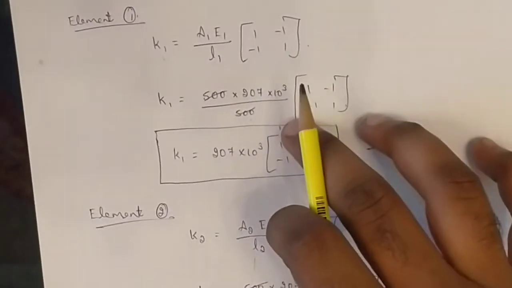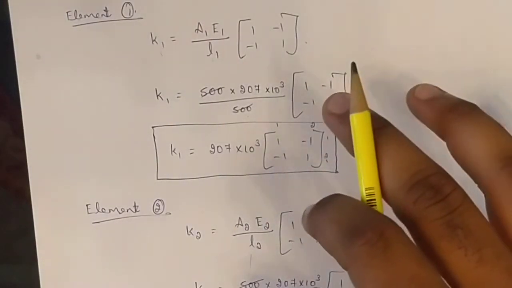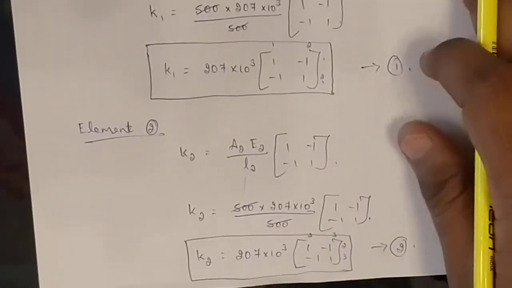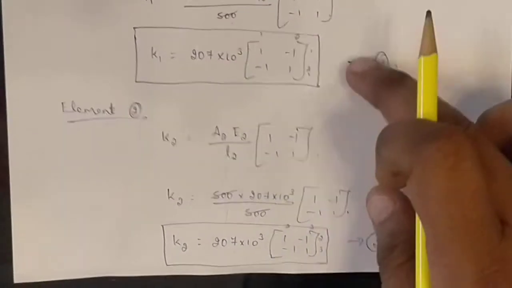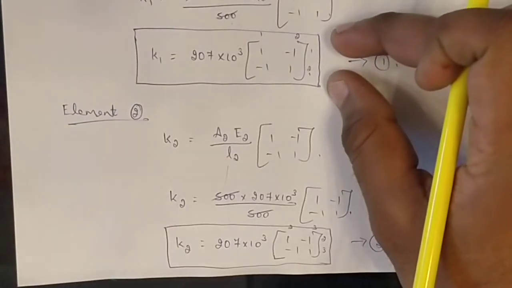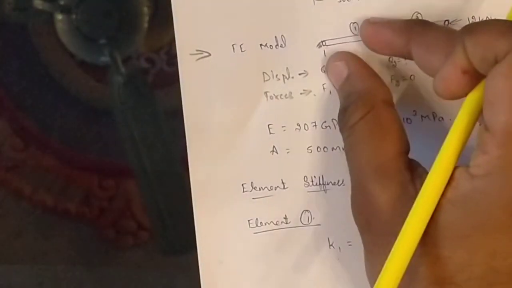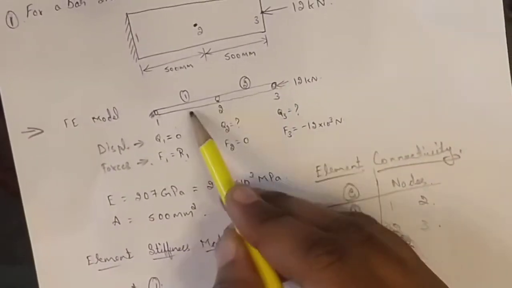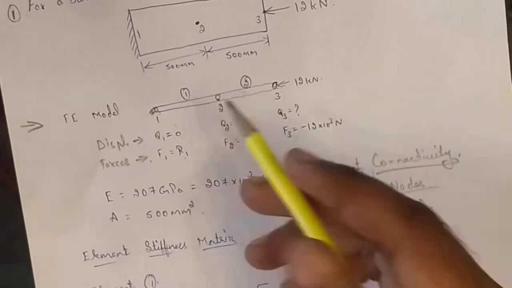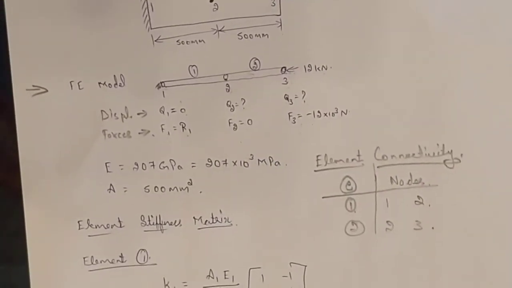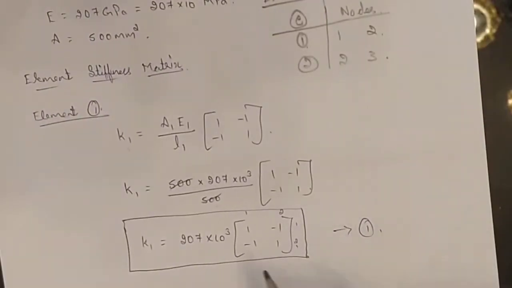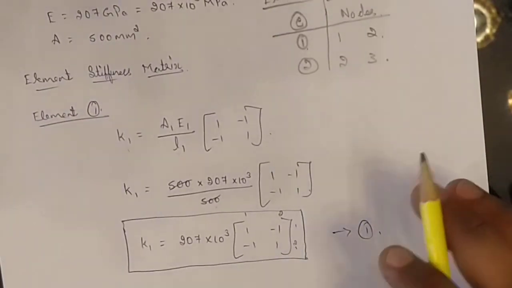Once the element stiffness matrix is done, you have to assemble the element equations to form the global stiffness matrix. So you have to assemble these 2 elements' stiffness matrices. This is the stiffness matrix of the first element. Similarly, this is the stiffness matrix of the second element. Now you have to form a connectivity between these 2 elements, right? So you have to form the global stiffness matrix. In order to form it, before going on to that, you have to number this element stiffness matrix for your understanding.